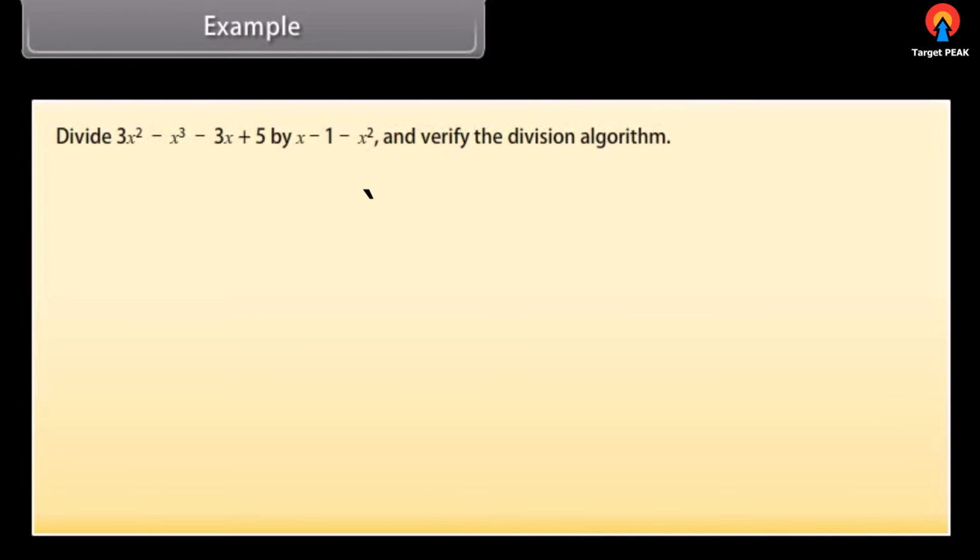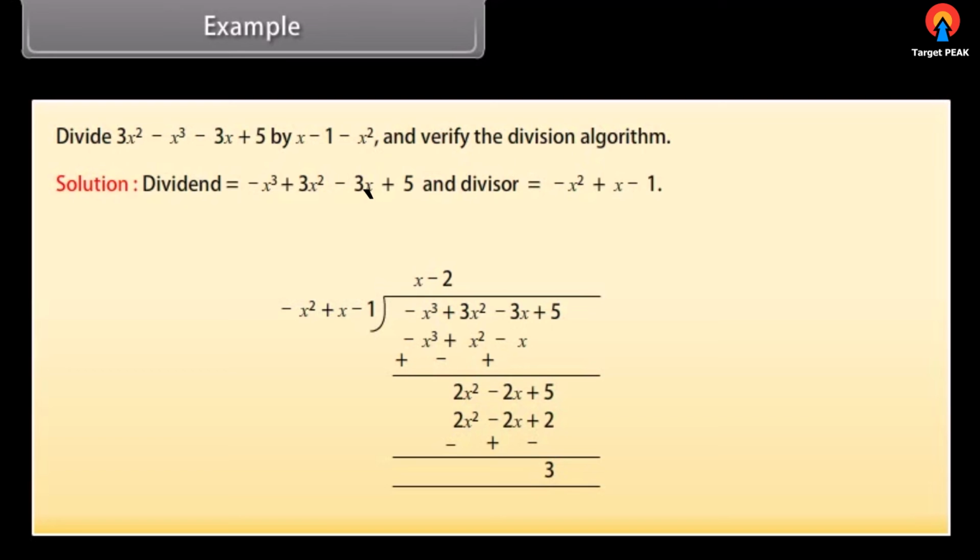Example. Divide 3x square minus x cube minus 3x plus 5 by x minus 1 minus x square and verify the division algorithm. Solution. Firstly, we will write both the dividend and divisor in decreasing orders of their degrees. Dividend is equal to minus x cube plus 3x square minus 3x plus 5 and divisor is equal to minus x square plus x minus 1. By dividing we get quotient is equal to x minus 2 and remainder is equal to 3.